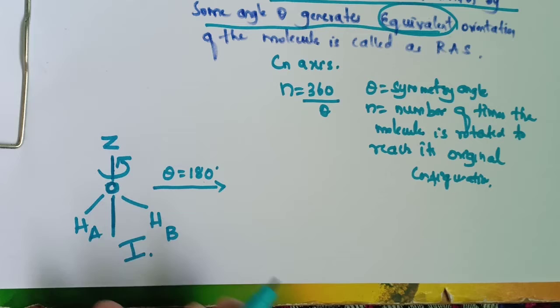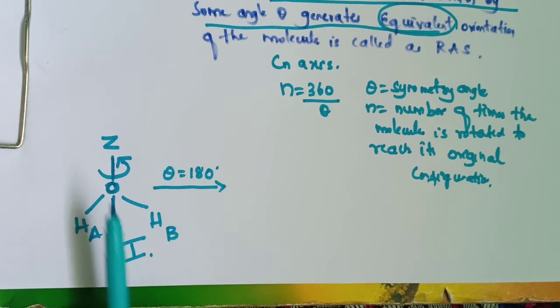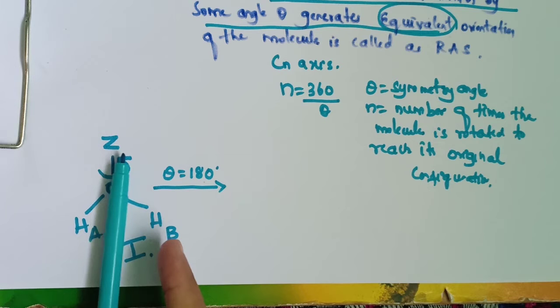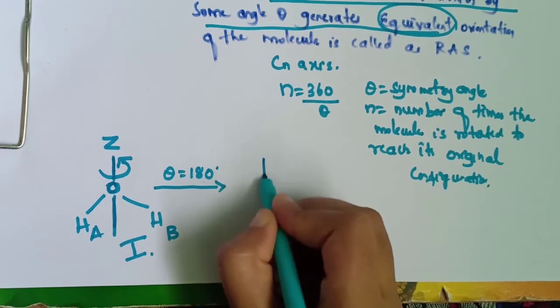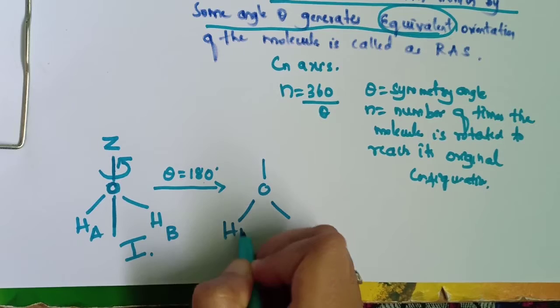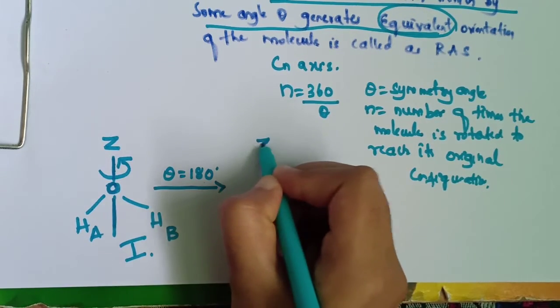After we rotate this molecule by 180 degrees, we obtain a configuration like this. The oxygen is rotated, so HB comes to this side and HA comes to this side. The next structure becomes like this, with HB here, HA here, and the Z axis.